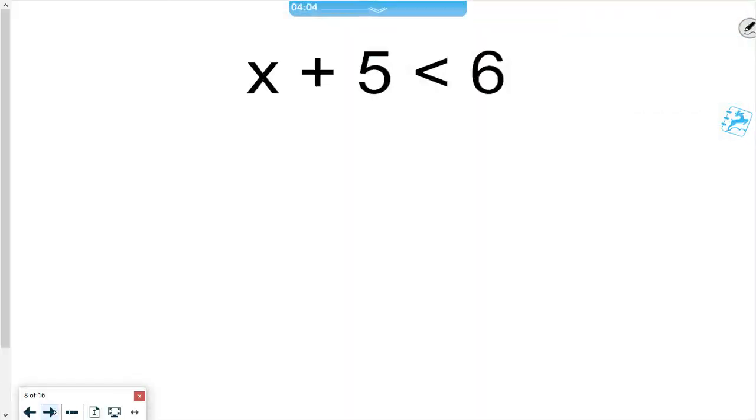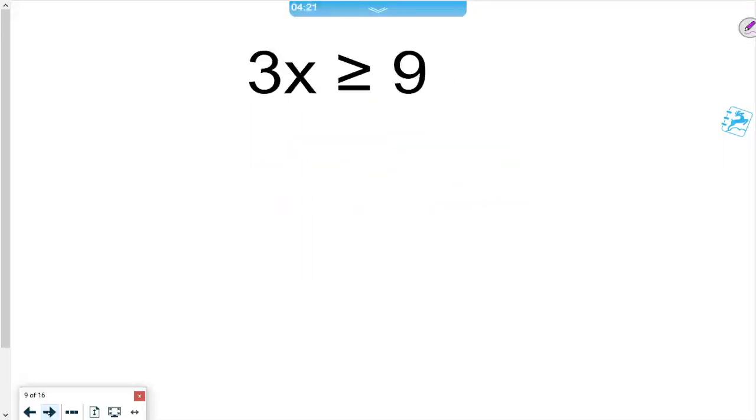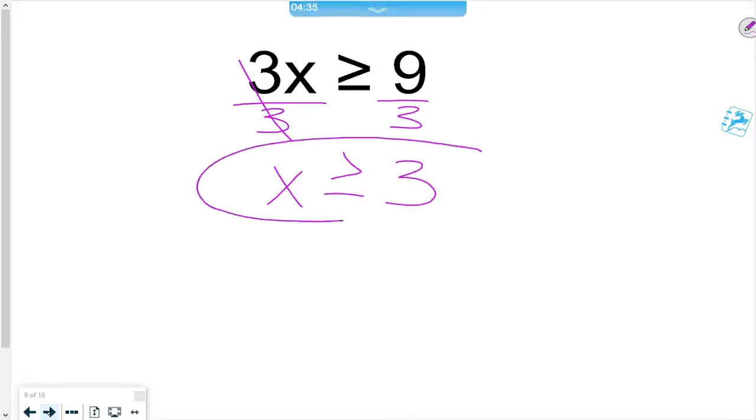All right, so we're going to do some examples here. X plus 5 is less than 6. I have to subtract 5, leaves me with x. I have to subtract 5 on this side too. So x has to be less than 1. X times 3 is greater than or equal to 9. Divide by 3, leaves me with x. Divide by 3. And I get 3.